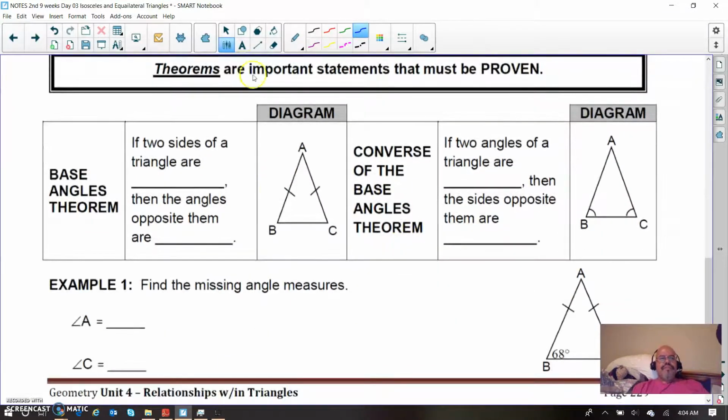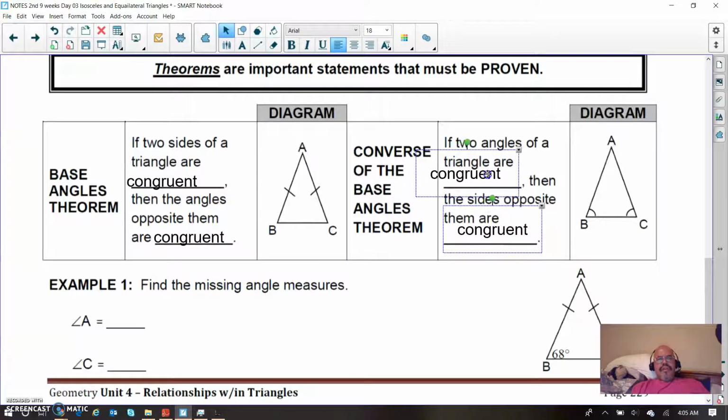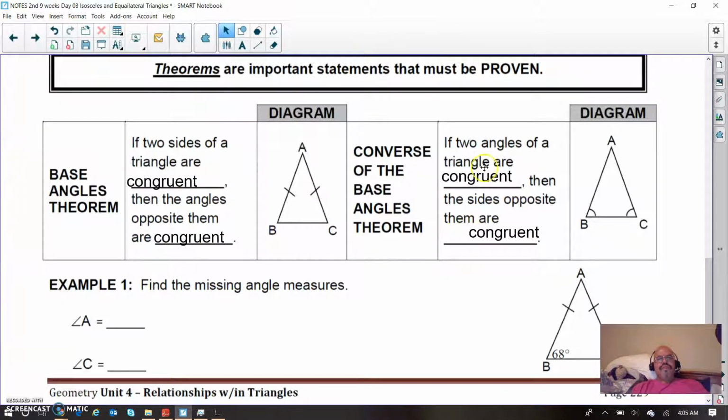So let's see, theorems are always important. If two sides of a triangle are congruent, then the angles opposite them are also congruent. It's always true of those two. Let me grab those, Control D. And the converse states that if two angles of a triangle are congruent, then the two sides opposite them are congruent.